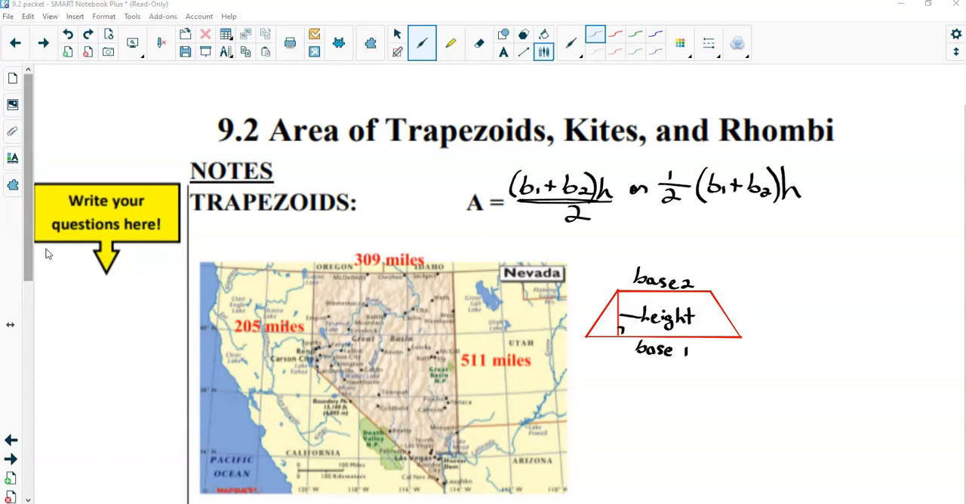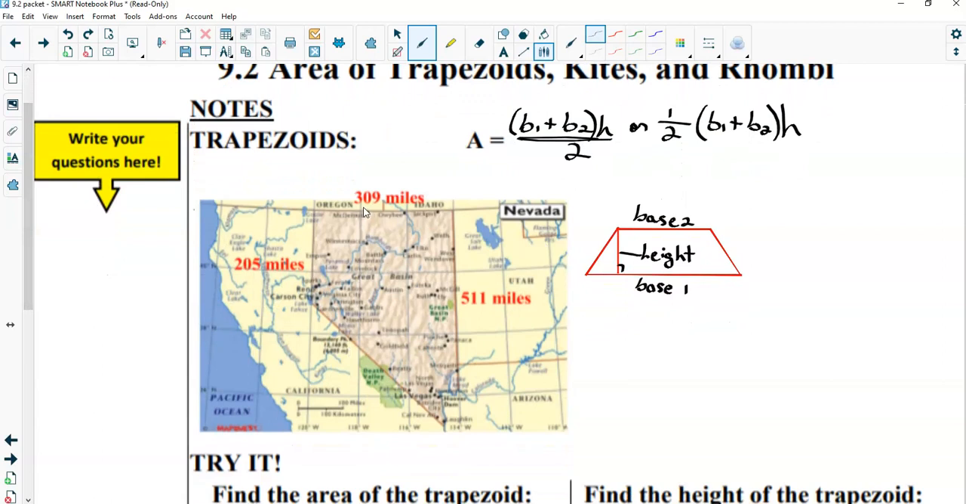Okay, let us look at this example. Here is the state of Nevada. Well, it looks more or less like a trapezoid, right? We have the height. The height is always perpendicular to the bases. Here are the two bases. So all I have to do is find the area. It would be to add the two bases, so 205 plus 511. Take that, multiply times the height, and then divide that by 2. Remember, it's going to be in square miles, so don't forget that even though I didn't put the miles here, the area is always given in square units.